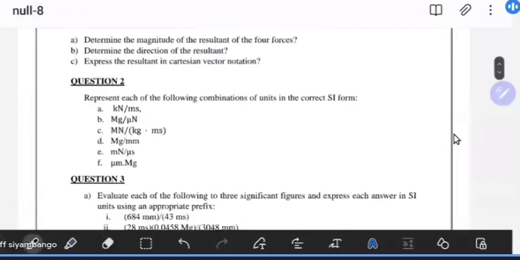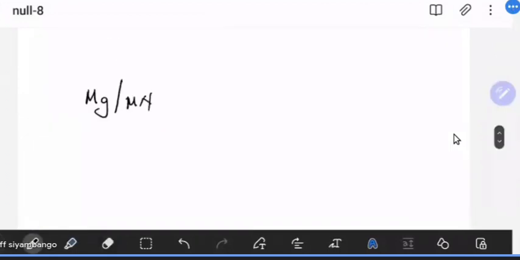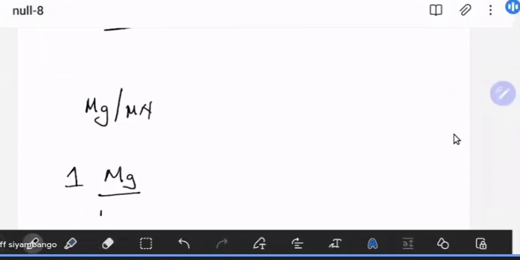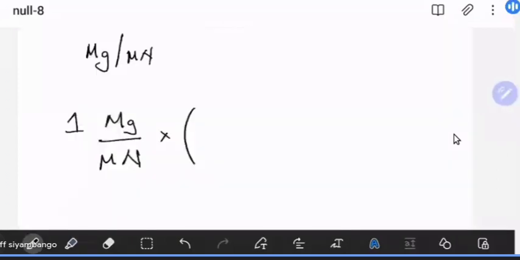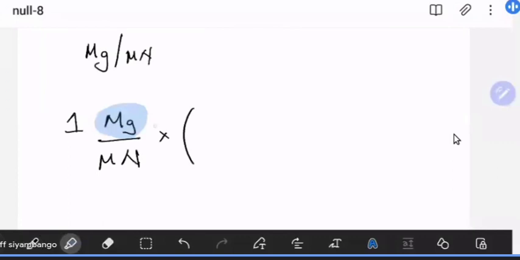Okay, so let's go with mega and micronewtons. Same thing. I have 1 mega over the micro newton. So first, I want to convert mega. So this is megagrams to grams. Don't forget, I can convert the megagrams to grams, but what quantity does this unit measure? Is it mass? Yes.